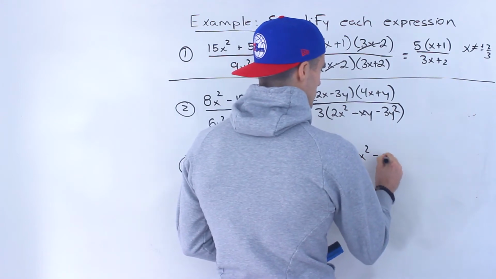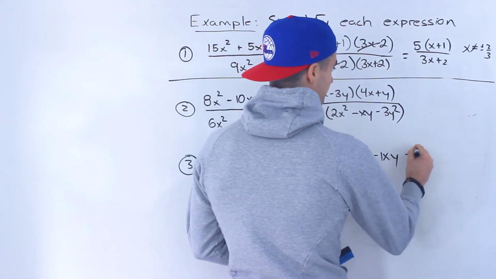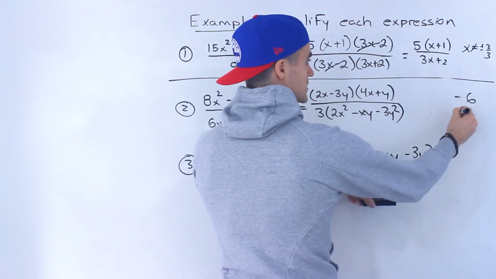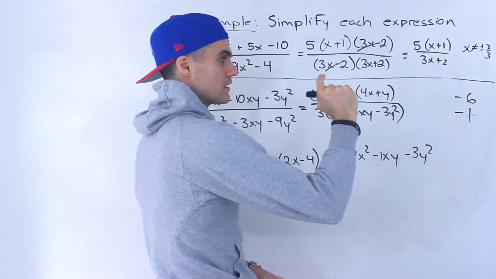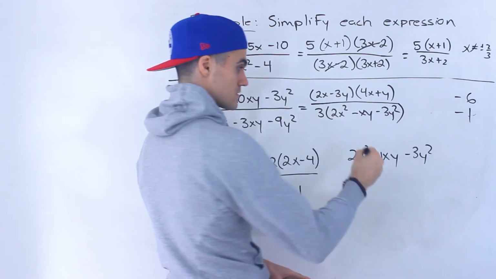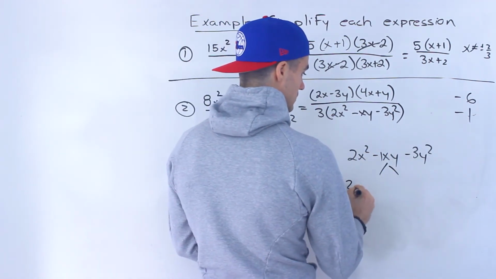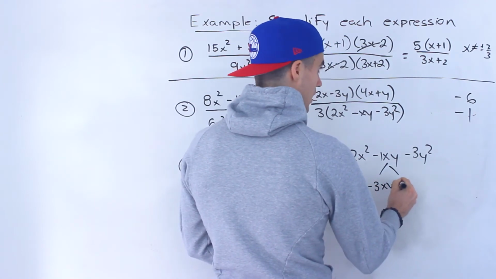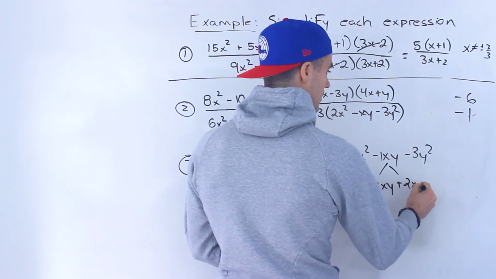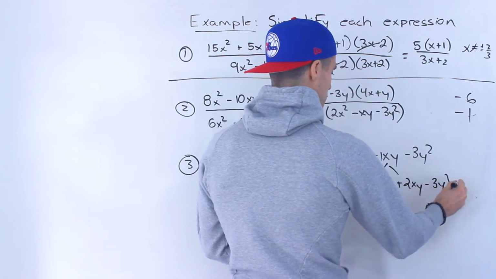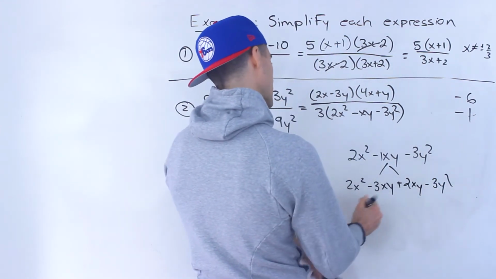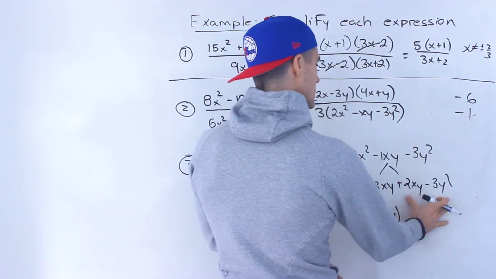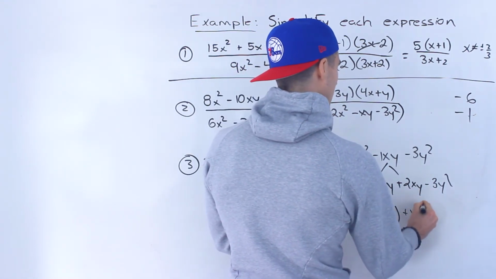So if I write this over here, there's like a minus 1 there. What two numbers multiply to -6 and add up to -1? That would be -3 and +2. So we decompose this to -3xy plus 2xy minus 3y squared. From these two, we could take out an x. And then from these two, we could take out a y.